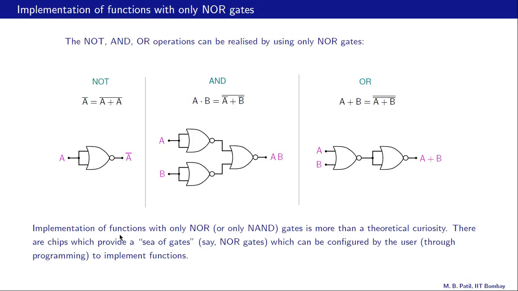Implementation of functions with only NOR or only NAND gates is more than a theoretical curiosity. There are chips which provide a sea of gates, that is a large number of gates of only one type, say NOR gates or NAND gates. And these gates can be configured by the user through programming to implement functions. And that is where this implementation with only NOR or only NAND is very useful.